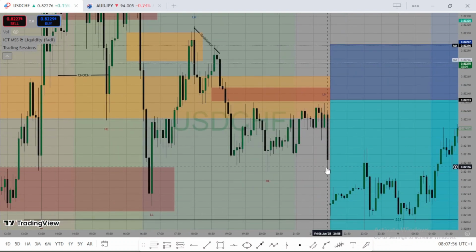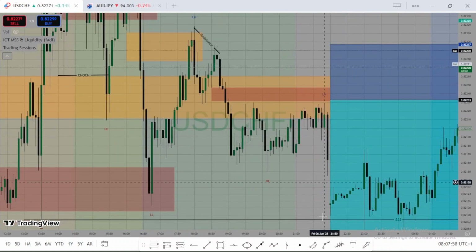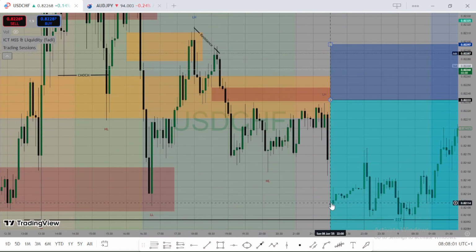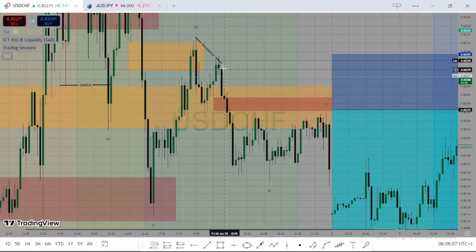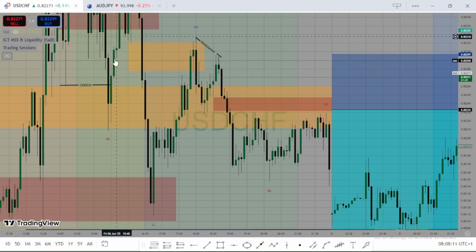So yeah, okay. That's the reason why you're seeing this gap over here. This was the weekly opening gap, because this was Friday and this was Sunday. It's a weekly opening gap.